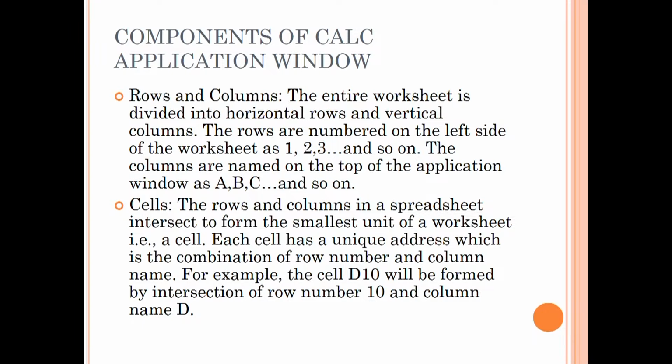Then there are cells. The rows and the columns in a spreadsheet intersect to form the smallest unit of a worksheet, that is a cell. Each cell has a unique address, which is the combination of row number and column name. For example, the cell D10 will be formed by the intersection of row number 10 and column name D.